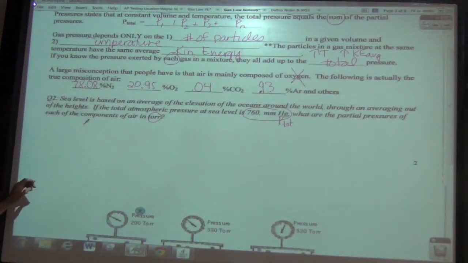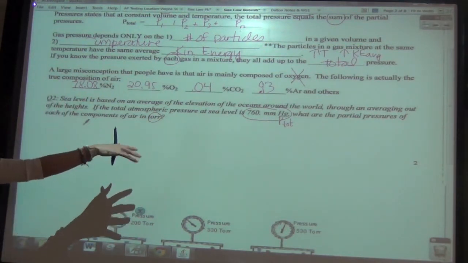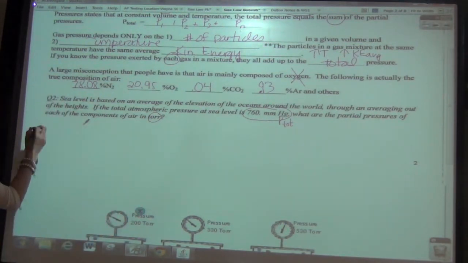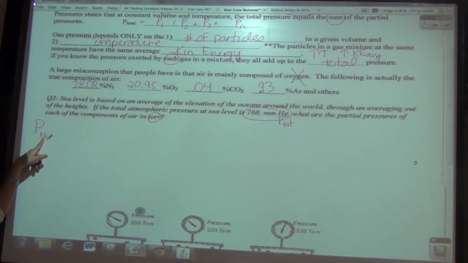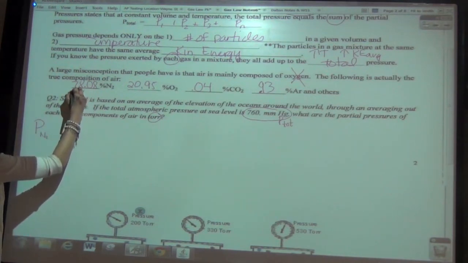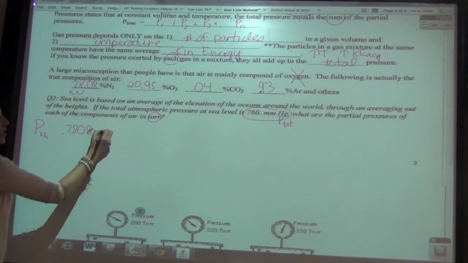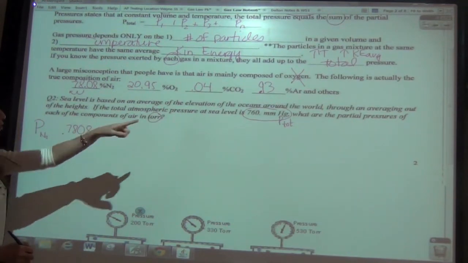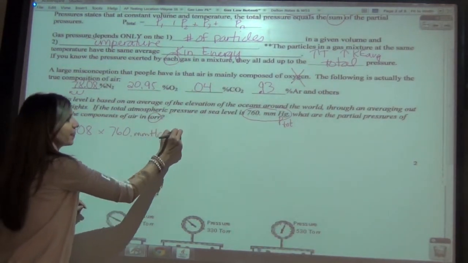And I'll tell you what specifically that's called. It's actually called the mole fraction. Okay, and we'll talk about that in a second. We'll get the equation down. So the first thing is, I want you to write P, and then a subscript N2. Even though I write it a little bit bigger, it's supposed to be a subscript N2. This is finding the partial pressure of the nitrogen. So all we're going to do is shift our decimal 2 places back, and so we get 0.7808, and we're going to multiply that by the total pressure, which they tell us is 760 millimeters of mercury.